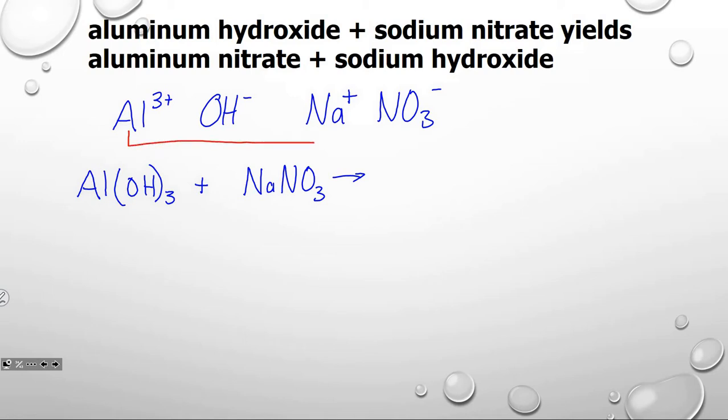So aluminum and nitrate are going to go together. You always write your positive first. So aluminum has a +3. Nitrate has a -1. How many of each do I need? 1 aluminum and 3 nitrate. So I need to put nitrate in parentheses with the 3 on the outside. Then I get another plus.